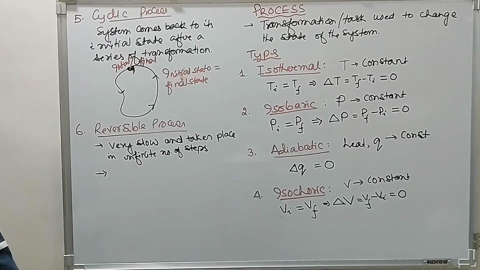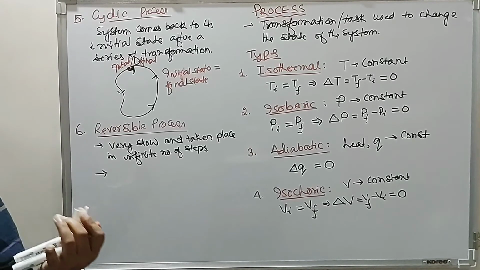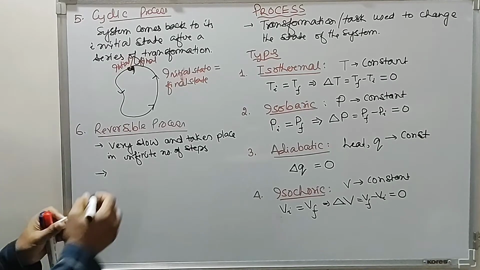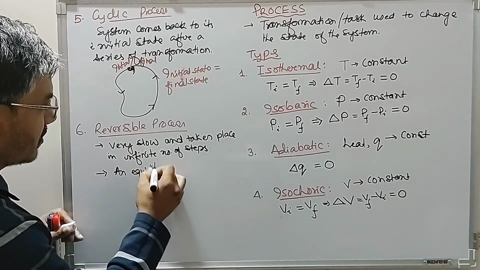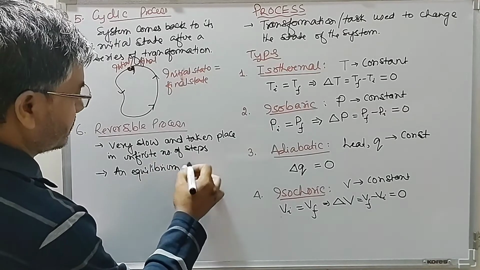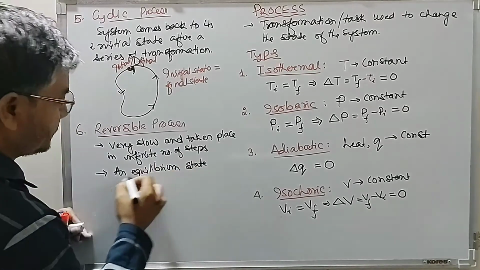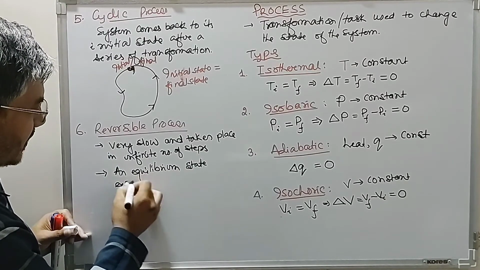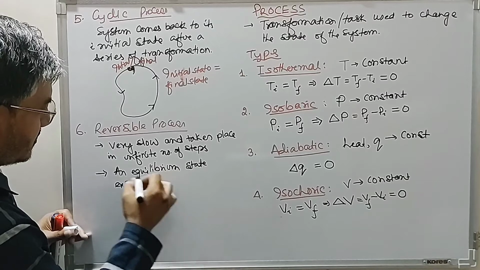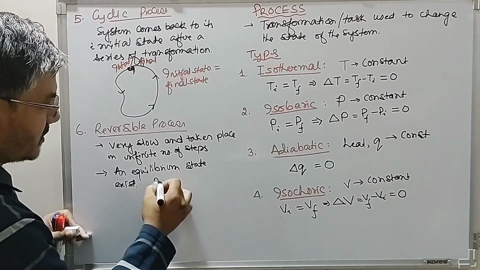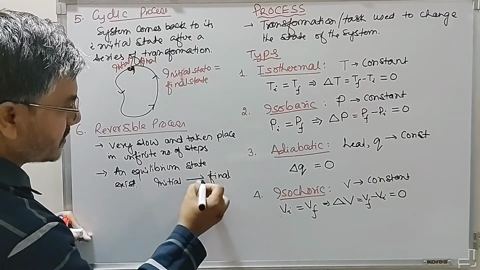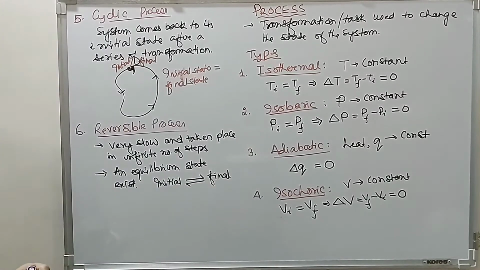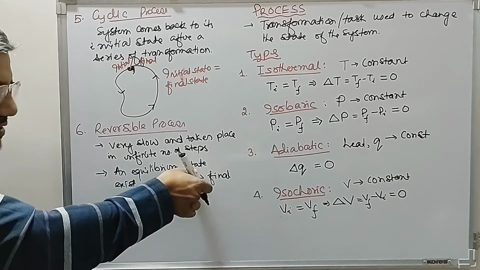Whenever we have a reversible process, there is always an equilibrium between the system and the surroundings. Means between the initial state and the final state, there is always an equilibrium. Suppose this is the initial state and this is the final state. In between these two there is always an equilibrium state. That is the meaning of a reversible process or equilibrium state.